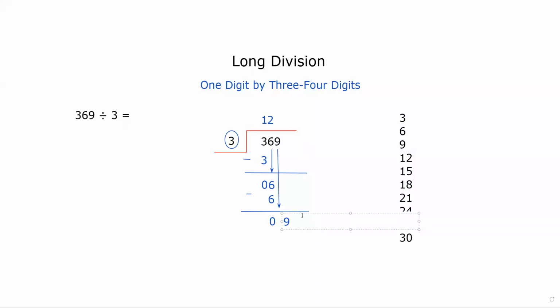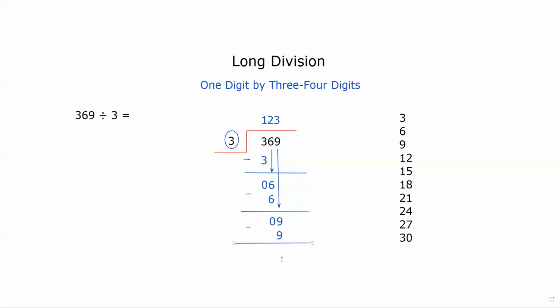Now, do we have 9 in table of 3? Yes, we have. And it's the third number. 1, 2, 3. So I'll write 3. Some people say, how many 3's we have in 9? Same thing. 3 multiplied 3 will be 9. And then if I reach this stage, I'm done. 9 minus 9 will be 0.